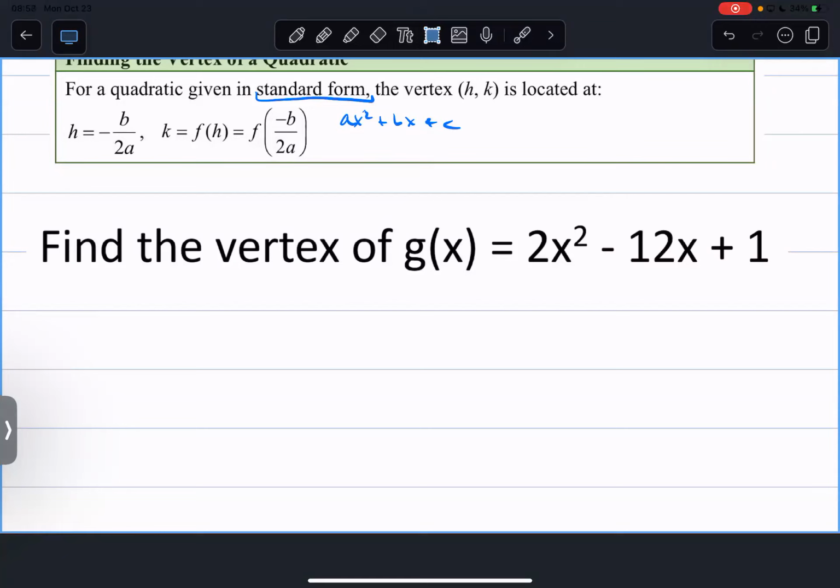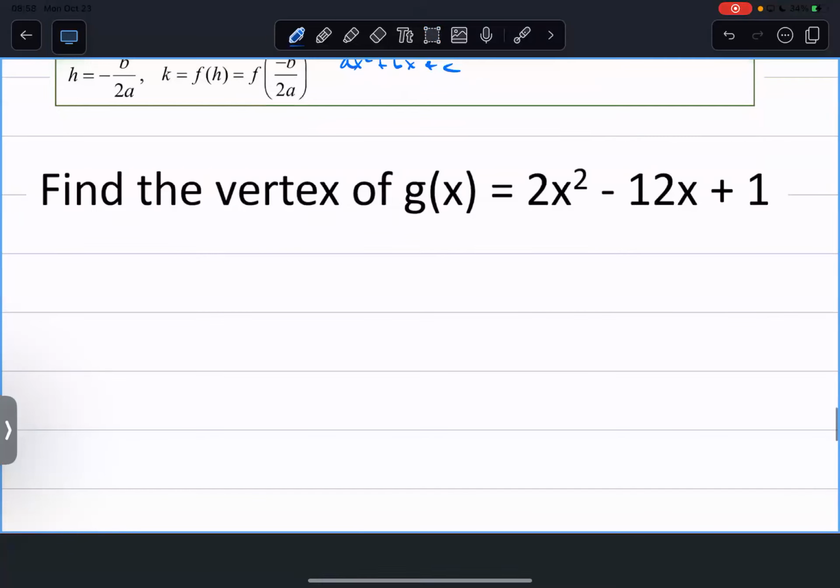First thing we're going to do is identify our A, B, and C. All right. And so here, A is equal to 2. B is negative 12, right? Because it's ax squared plus bx plus c. And then c is equal to 1.